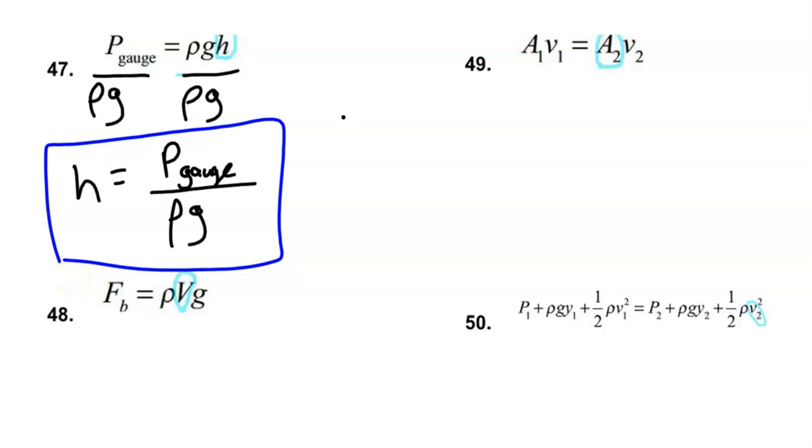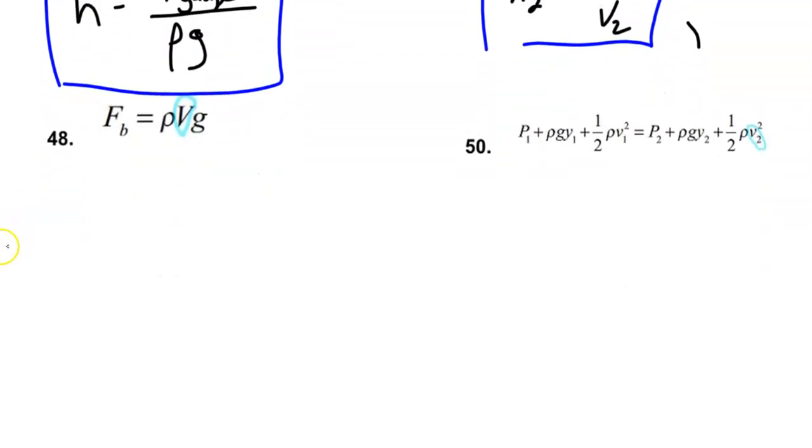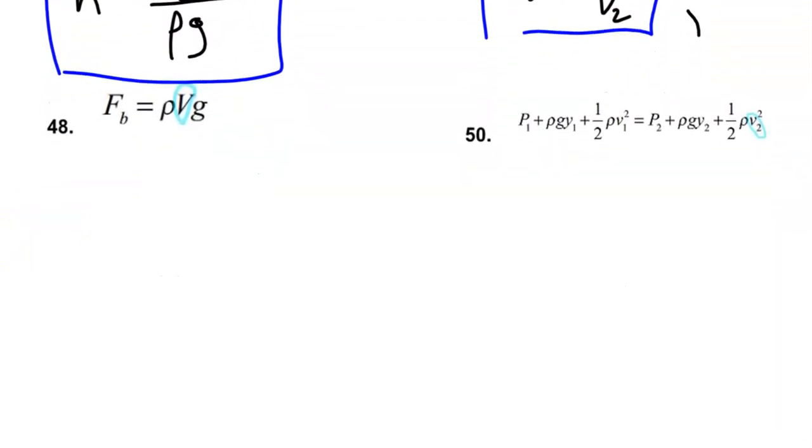Another easy one. Just divide both sides by v2, and that'll give us A2. A2 equals A1 v1 divided by v2, and that's it. Sorry about that stray mark. I'm not going to fix it because I can't really get to the eraser symbol right now, so we're just going to go with that. For this one, divide by rho g, and we're golden.